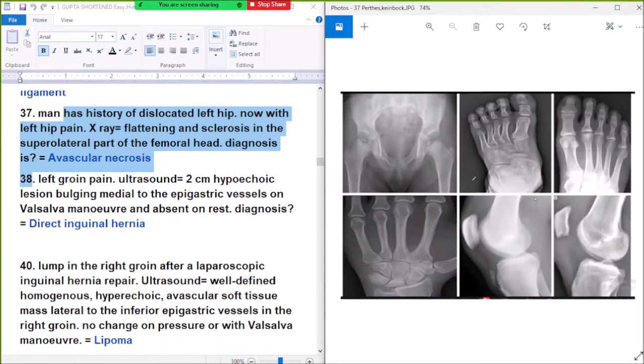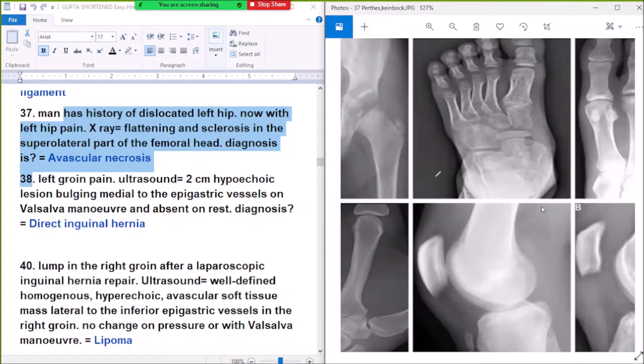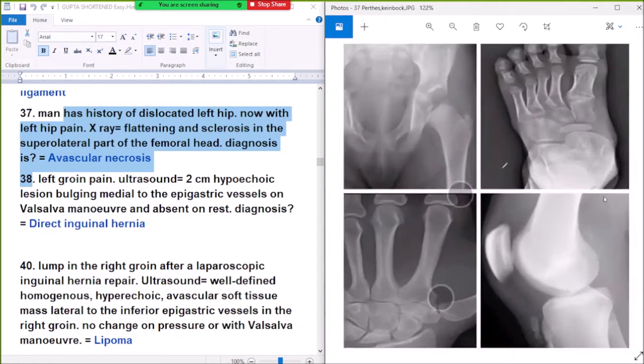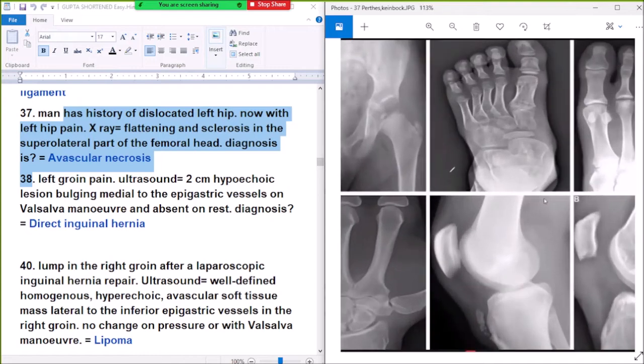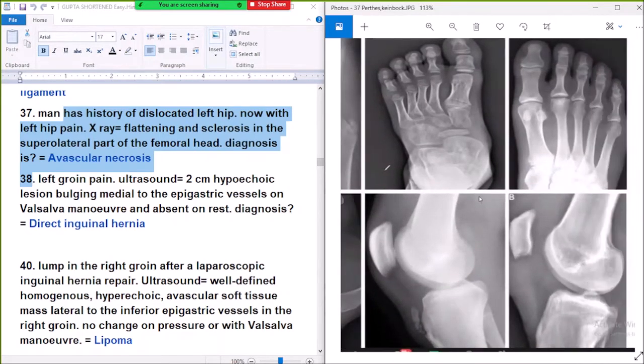Avascular navicular bone, Köhler disease. Avascular lunate, Kienböck disease. Avascular tibial tubercle, Osgood-Schlatter disease. And avascular lower part of the patella, Sinding-Larsen-Johansson syndrome.